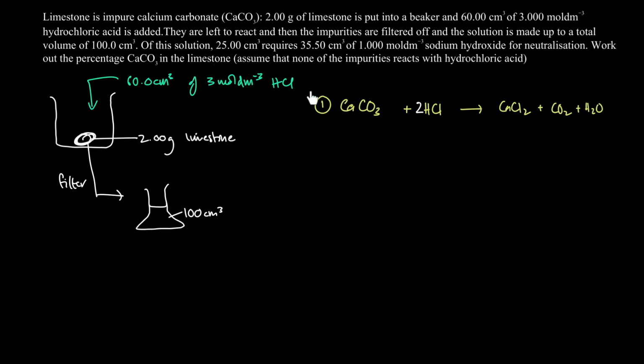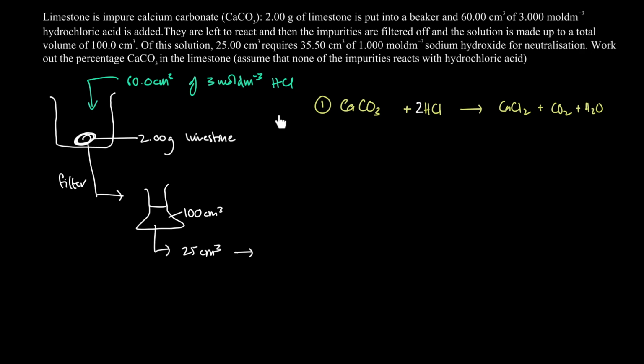So we're assuming that only the calcium carbonate reacts with hydrochloric acid in the limestone. And once the reaction is complete, the resulting solution was made up to 100 cm³, right? From that 100 cm³, we took 25 cm³ and reacted it with sodium hydroxide, okay? And that reaction was a neutralization reaction.